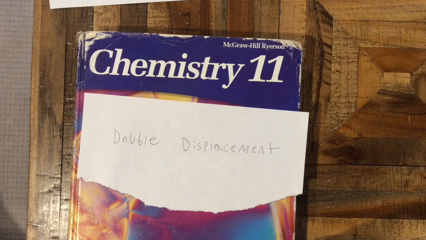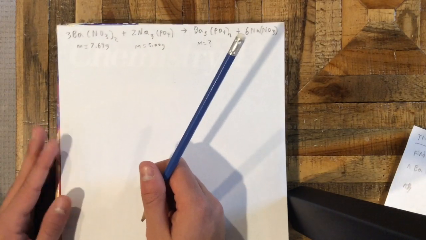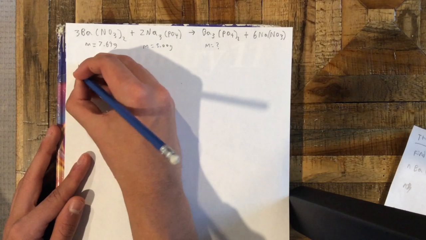Now this reaction would be a double displacement reaction. Akin to a dance, the two reactants switch partners, or in this case, ions and elements. So, first of all, we've got to find the limiting reactant.